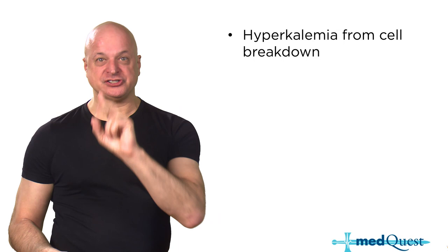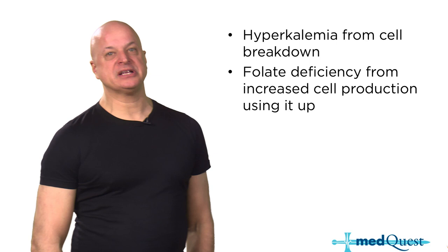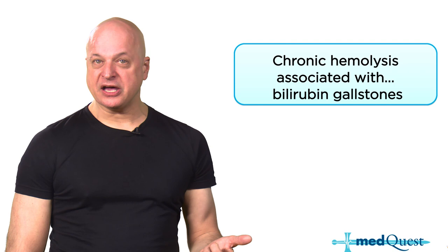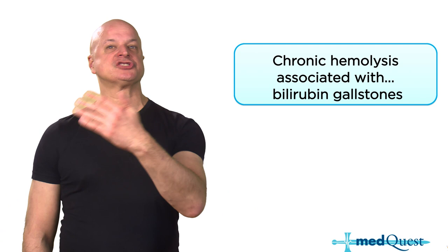Folate deficiency from increased cell production. Well, that's any chronic hemolytic anemia will give you a folate deficiency. So spherocytosis will give you folate deficiency, because that's another chronic hemolytic anemia, using it up. So chronic hemolysis gives you bilirubin gallstones. The same with hereditary spherocytosis. Bilirubin gallstone, that again is just for chronic hemolysis. It doesn't tell you that you got sickle cell.